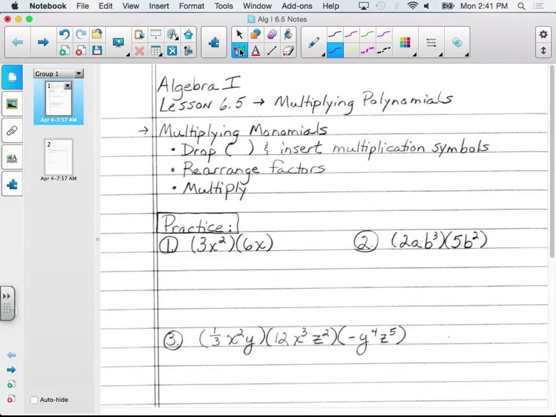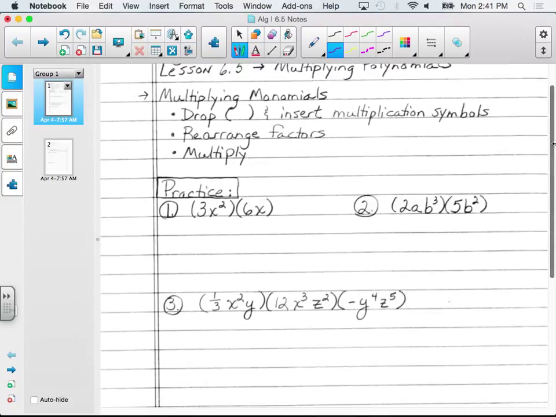So just like with number one, just so you have something to look at, the steps we're going to take are, we're going to drop the parentheses, if both of them, and then after that, we're going to insert multiplication symbols. So let's do that first step. So drop any parentheses, and then just insert multiplication symbols in between each factor. That's what our first step is.